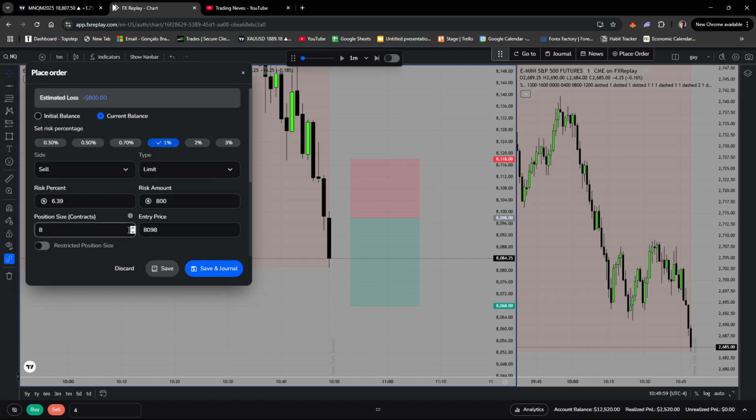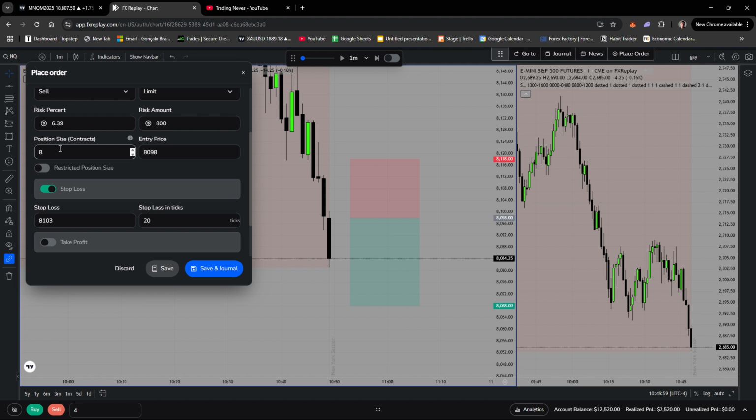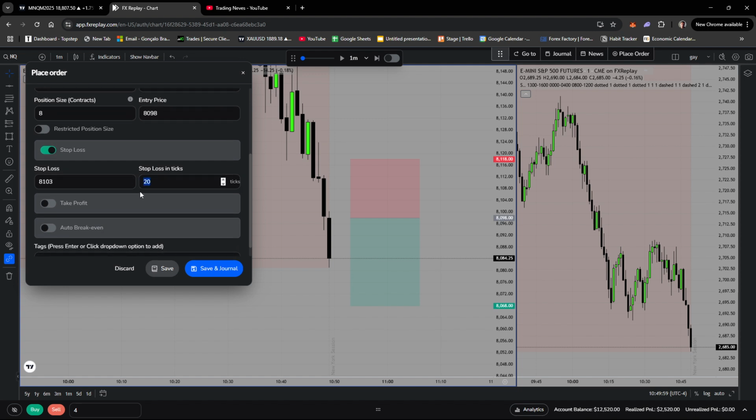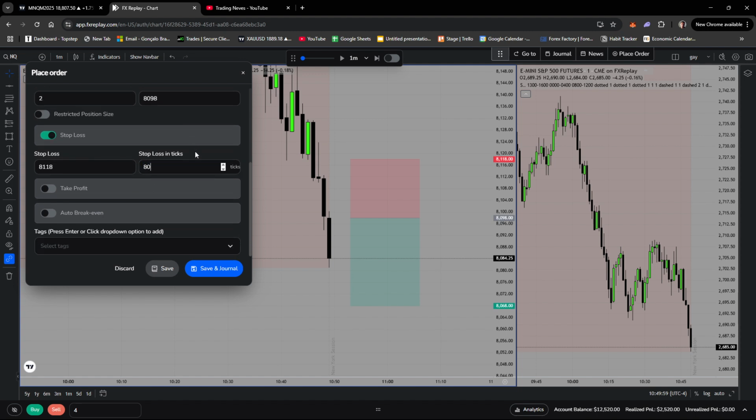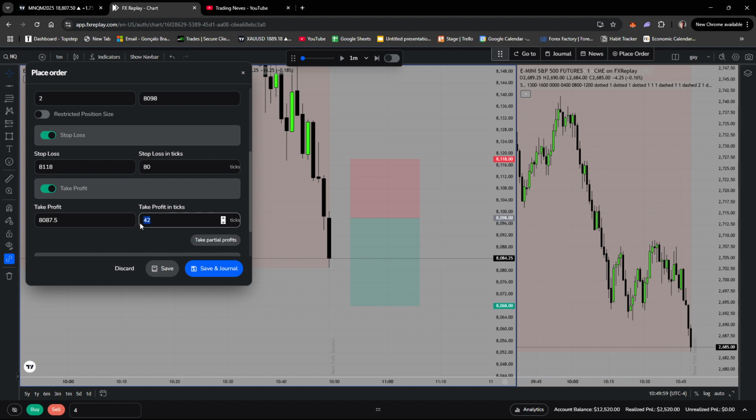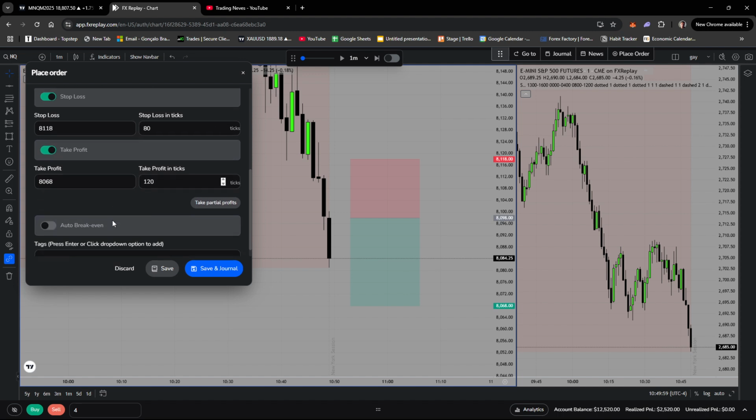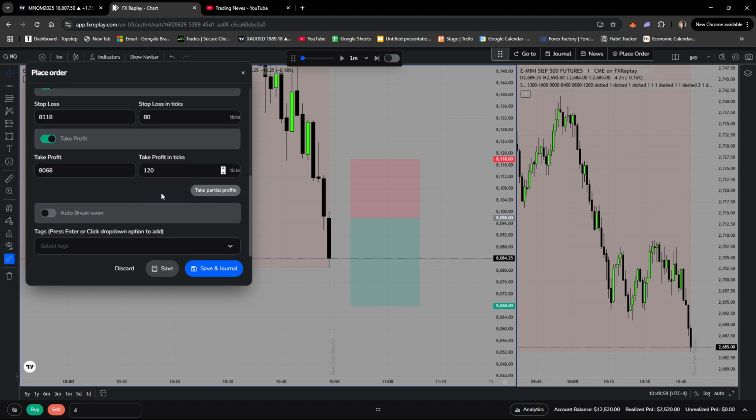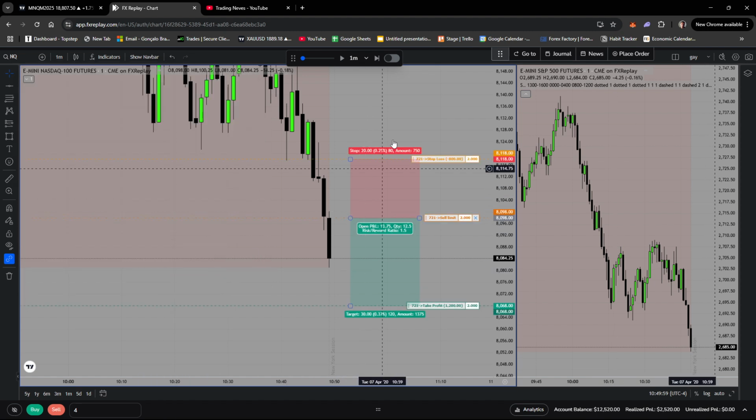Stop loss, we want it at, where is it? 80 ticks. Take profit, we want at 160. Oh, 120. That's 1.5. Take partials, no. We want auto break even at 0.9. Save.